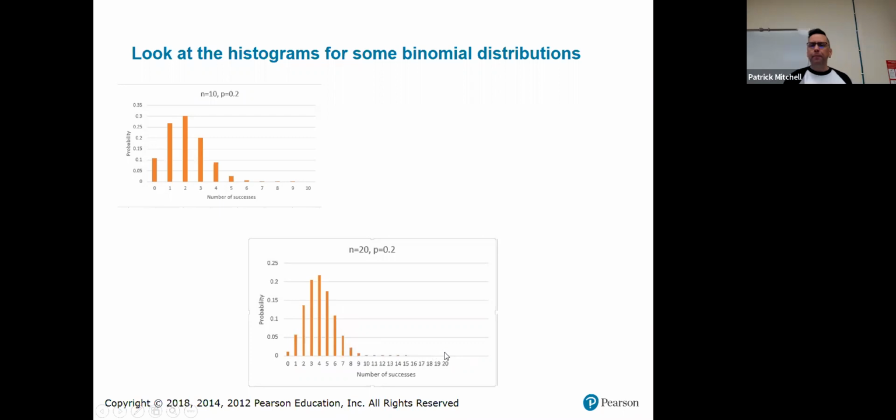And when I bump it up to 100, that looks really normal, okay? So it looks like as long as n is large enough, these binomial histograms will start to look normal. And that is pretty much the story. It's not exactly just n being large enough. It's actually a combination of n and p working together.